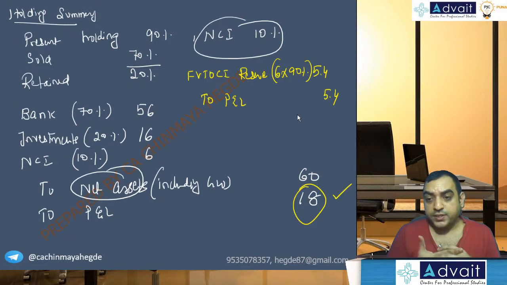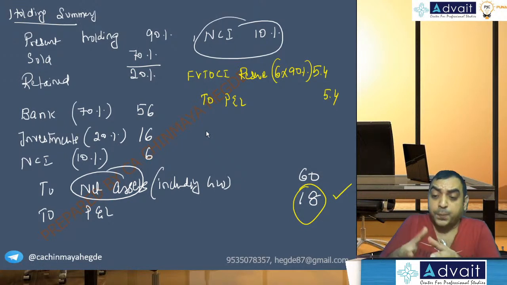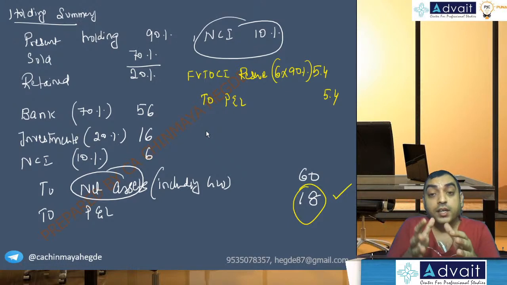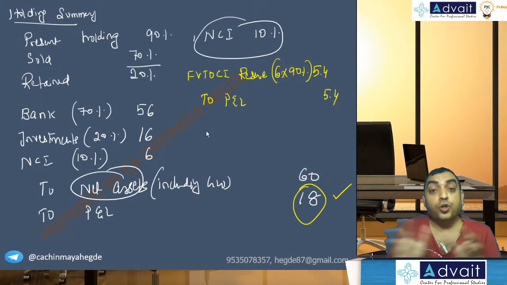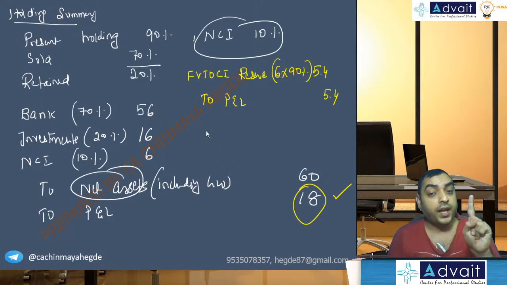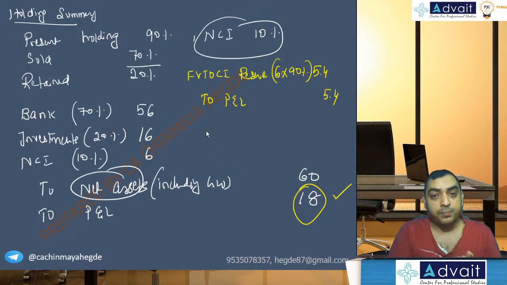Ajay asking, but I sold 70% now. So 6 into 70%, 4.2. No, you have sold 70%, but you have to consider, you are de-recognizing the entire net assets, right? Since the subsidiary company is sold, you have to assume your entire holding is sold. Then what about retention? No, retention is investments. For investments, equity accounting will apply. There I don't worry about OCI separately, NCI separately. Whatever portion is being sold, whatever is de-recognized, that should be transferred to the P&L account.